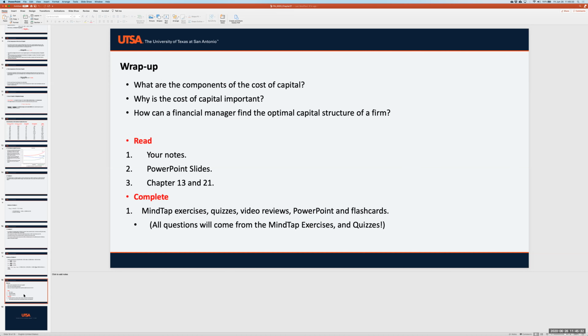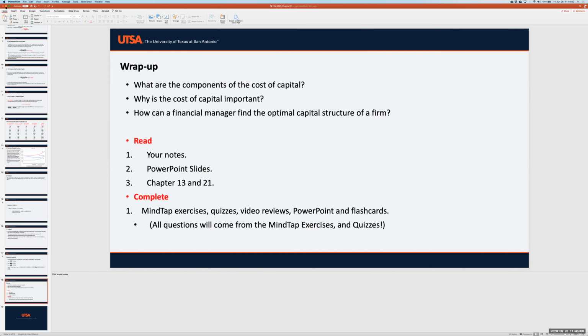So we calculated the cost of capital, and we tried to find answers to 3 questions. The first one is, what are the components of the cost of capital? Why is cost of capital important? And how can a financial manager find the optimal capital structure of a firm? So this summarizes chapter 21.